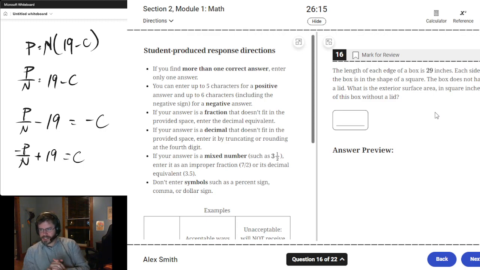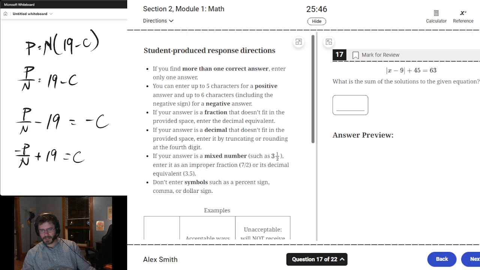We have our first geometry question. It's a square exterior surface area of this box without a lid. So we're going to take the surface area of one side and multiply it by 5 because a cube has 6 faces and the lid is not present here. So 29 squared times 5 is what we're going to do. So into the calculator, 29 times 29 times 5 is 4205.